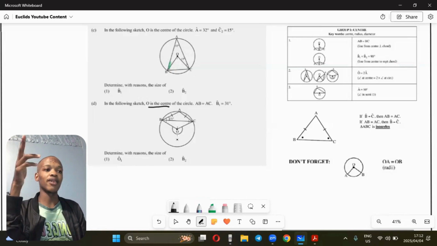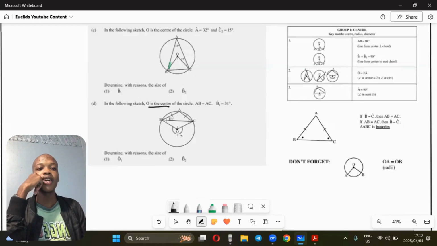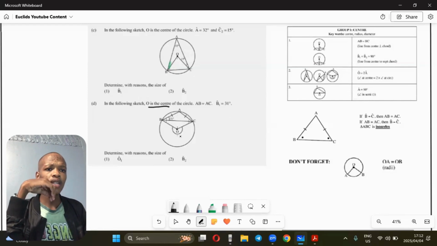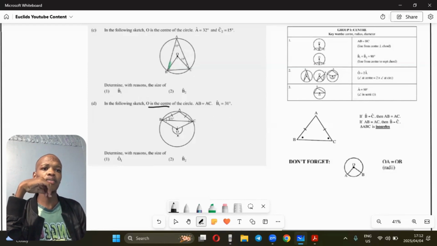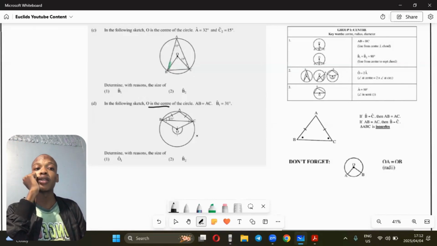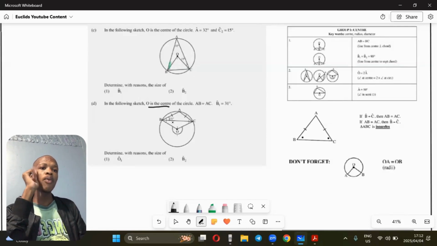O1 is at the center. How did I identify that? There it is. O1 is just there. And P1 is given as 31. Now they are looking for O1. Okay, so we can see here P1.